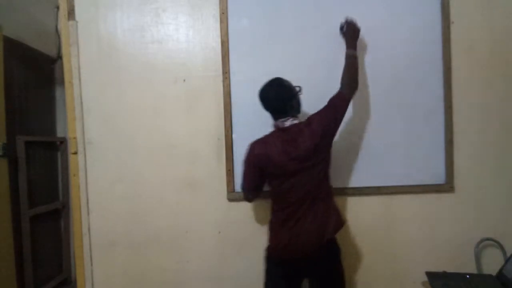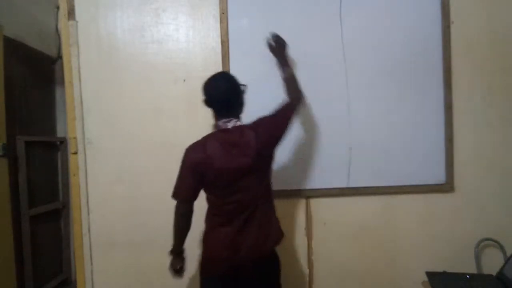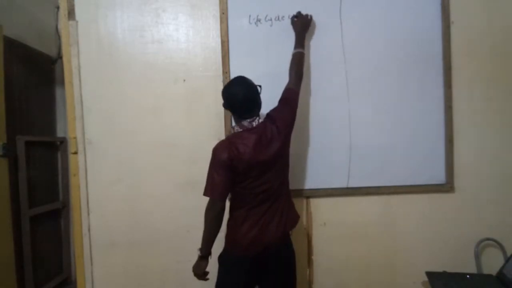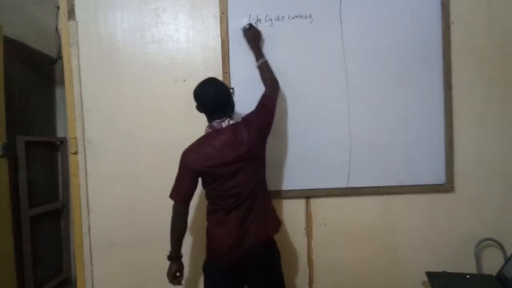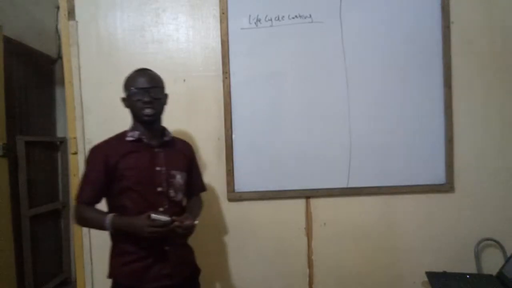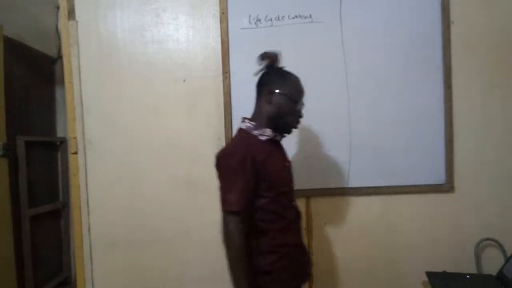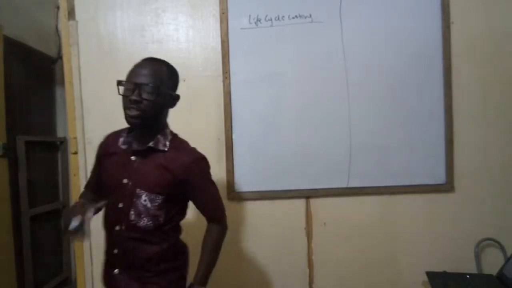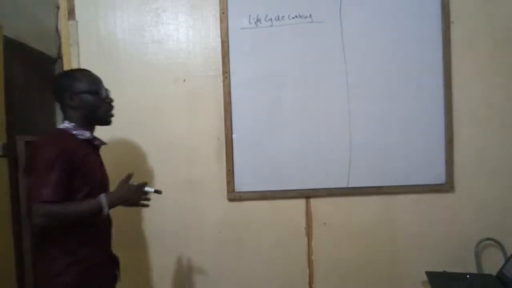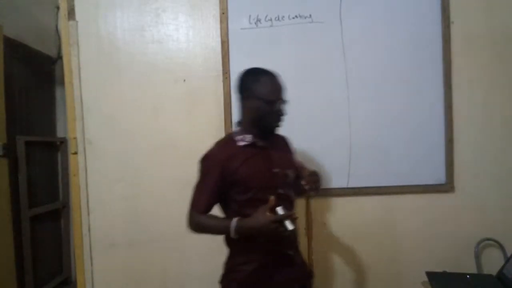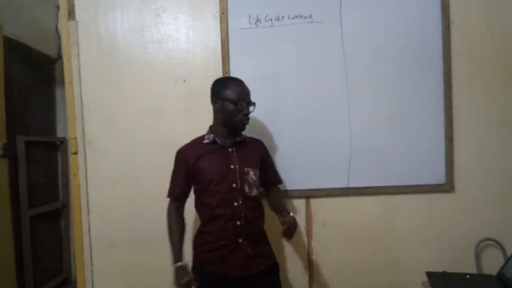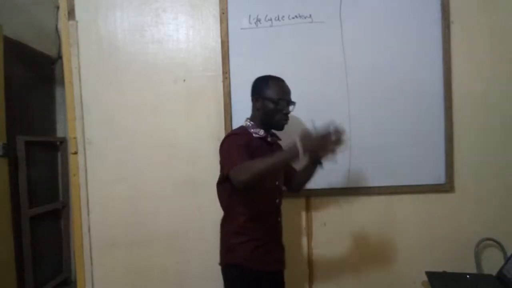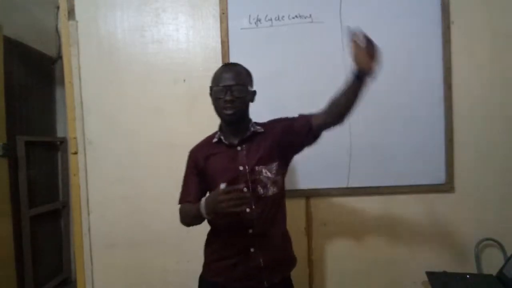So let's begin the discussion with life cycle costing. The brother of life cycle costing is target costing, and we'll be looking at that one also in that case. Now, when we talk about life cycle costing, what are we talking about? It's simply the accumulation of cost over a product's life.